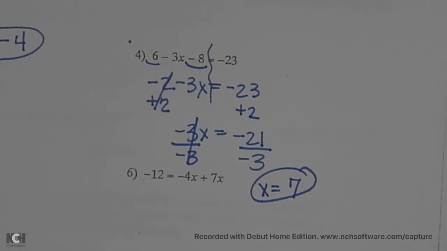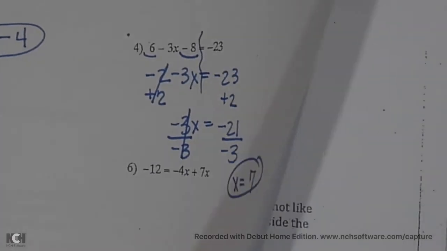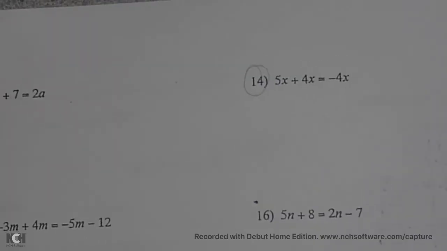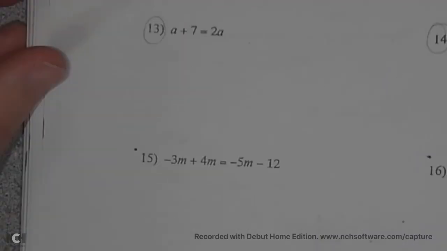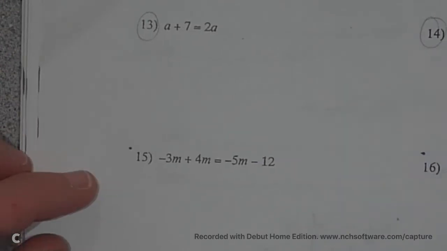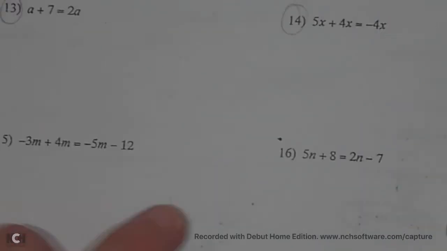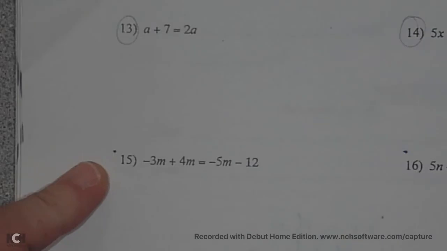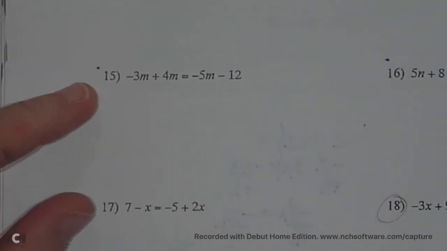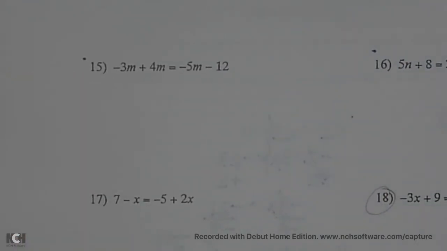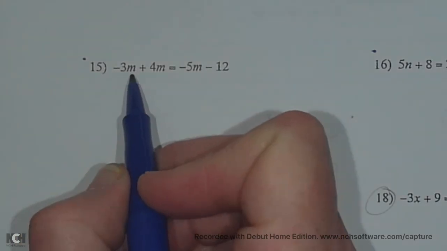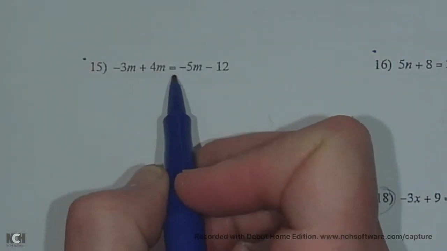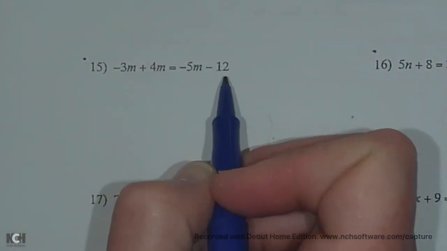Okay, let's go ahead and look at the other side where we can talk about having variables on both sides. So let's look at number 15 here. Actually, let's look at number 15. Sorry, I'm being indecisive here. So looking at number 15, we've got a whole bunch of stuff going on. We have negative 3m plus 4m equals negative 5m minus 12.